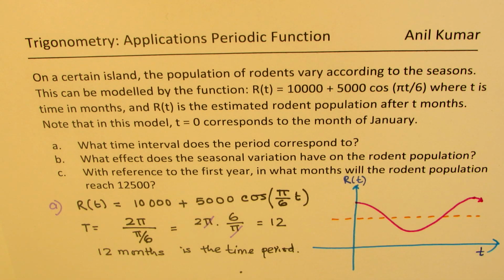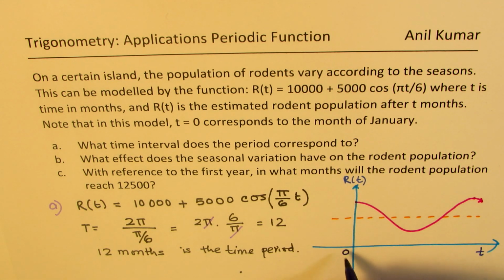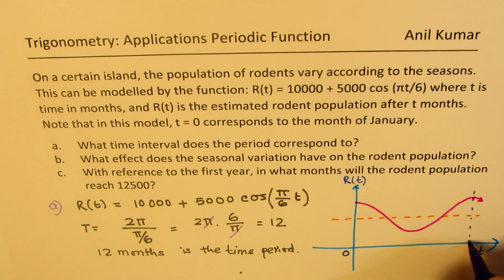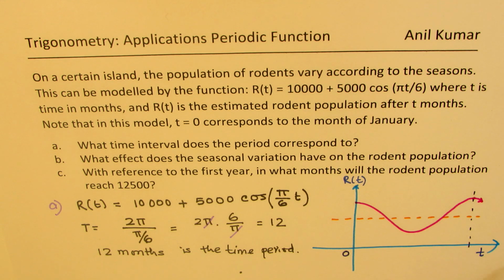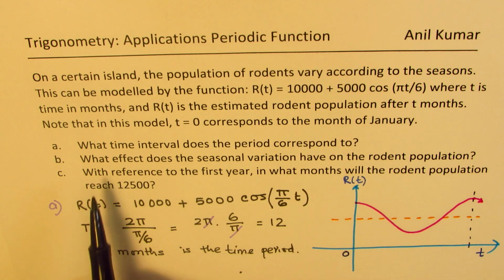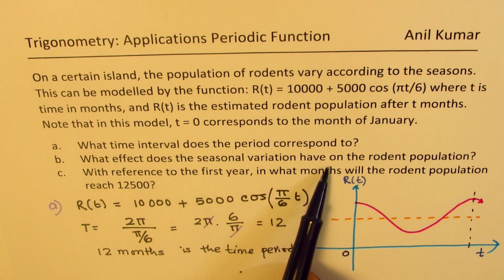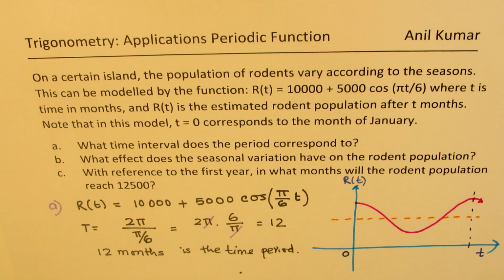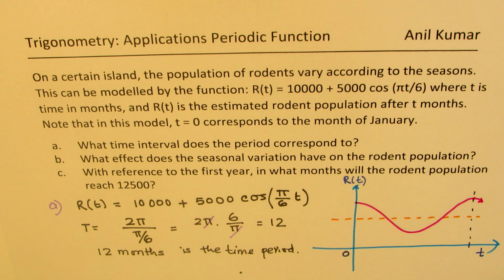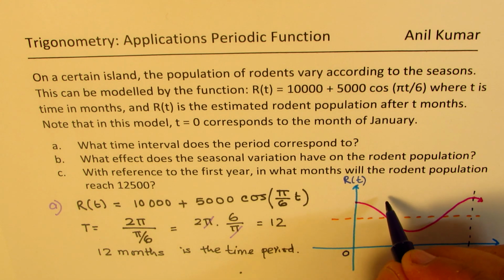Now in this particular wave, which I have sketched for you, 0 starts with the 1st of January, and it ends here with the 31st of December. So that is one full year. These are the 12 months. Now it says, what effect does the seasonal variation have on the rodent population? Well, as far as the seasons are concerned, January comes basically in winter. So let's talk about seasons. We say this is winter, somewhere here.